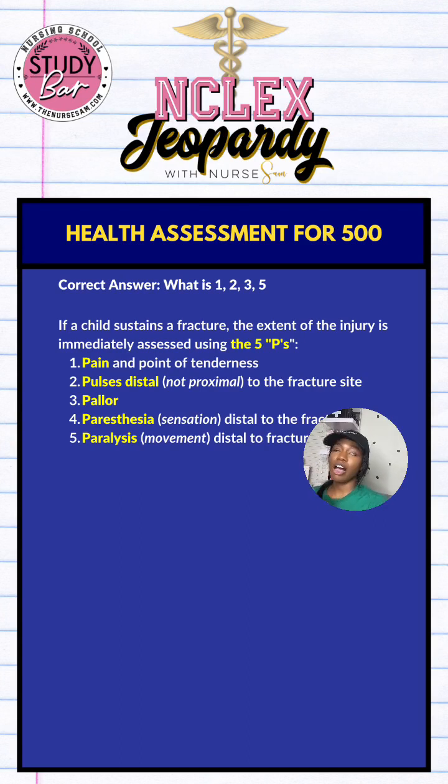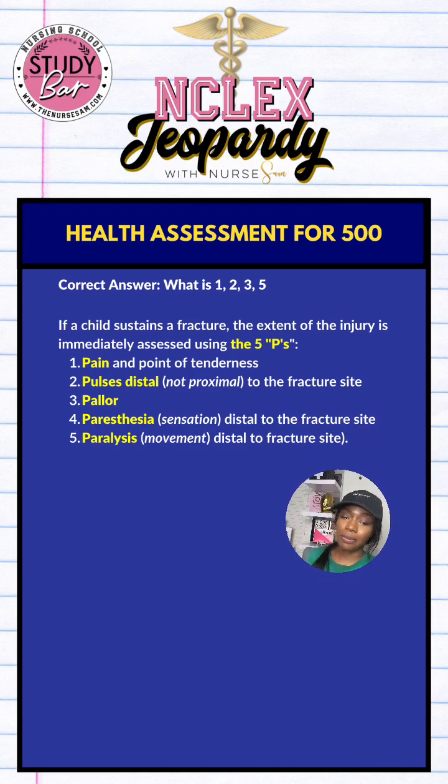That was all of them except the one that said pulses distal. I mean, no. Which one was 4? Hold on. Now I'm going to go through it because it's going to bother me. 4 was pulses proximal to the fracture site. Let's go into what the actual 5 Ps are. All right. If you don't know this, screenshot it now.